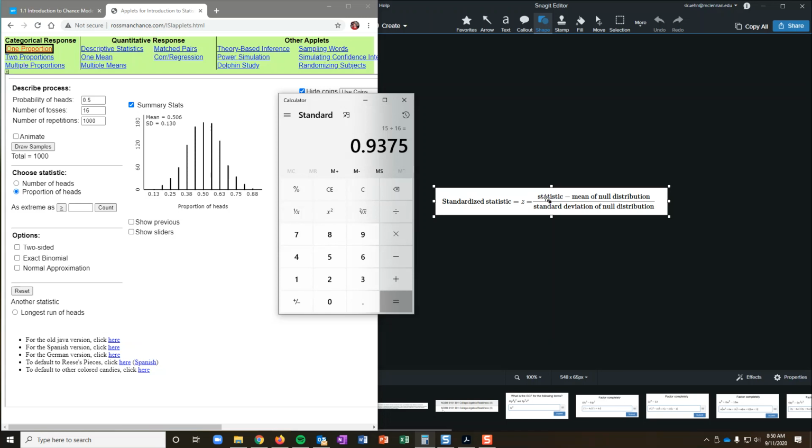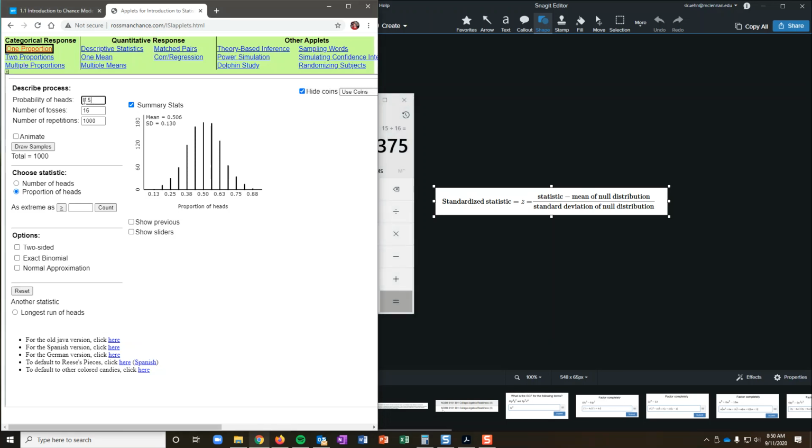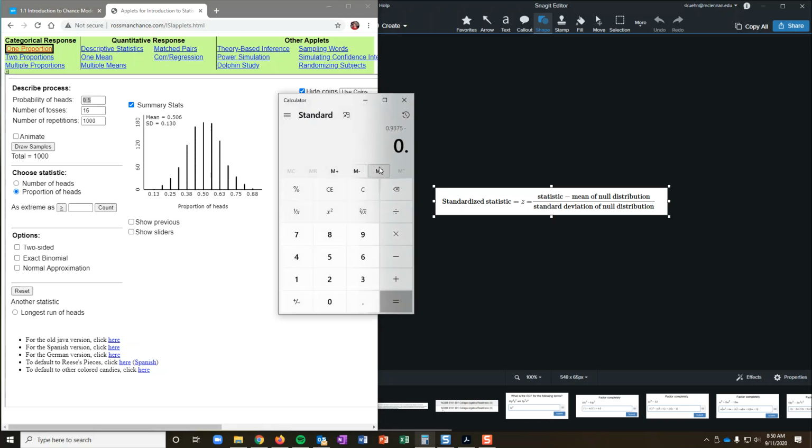From that, we are going to subtract the mean of the null distribution, which is our 0.5 that we have over here. So I'm going back to my calculator. I'm going to subtract 0.5, and I find that the value in the numerator is this number here. I'm not done yet, though, because now I'm going to divide by the standard deviation of the null, which is this value that we found from our simulation. So I'm going to divide by 0.130.